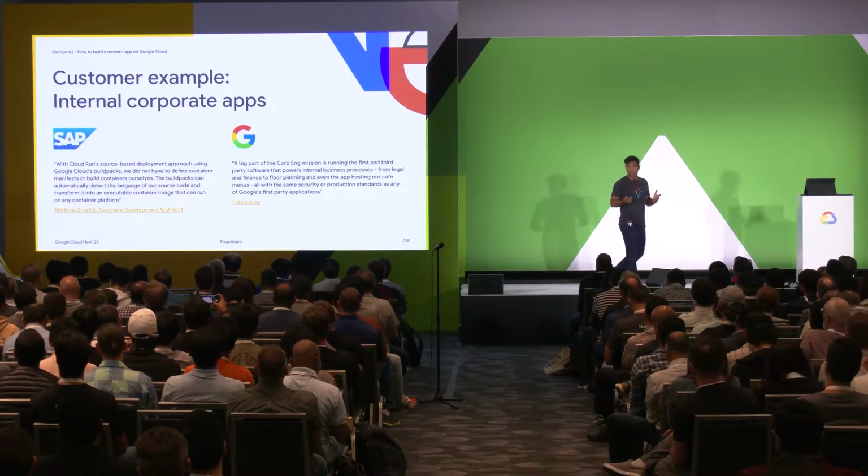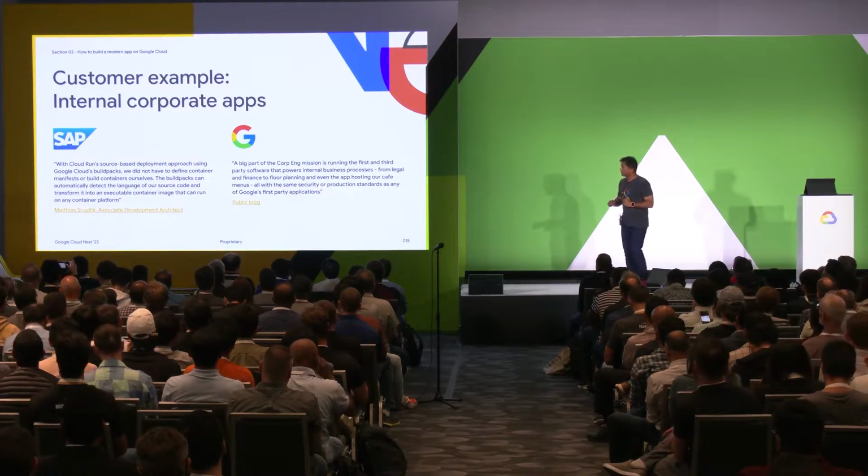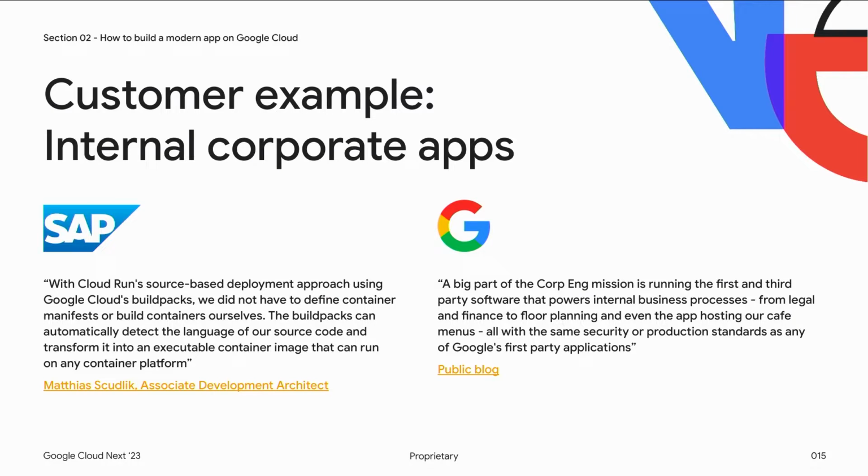Now, let's talk about two customers who are actually using it. Let's start with SAP. I told you I'd talk about buildpacks. SAP is using Cloud Run with our source-based deployment approach. What does that mean? You've built an application, and you don't need to write a Dockerfile and package it in containers, all that stuff. Buildpacks does it for you. You can see the actual code here. Buildpacks automatically detects the language from the source code, packages it, and then you can run it straight out of the box. So it's build, ship, run right out of the box.